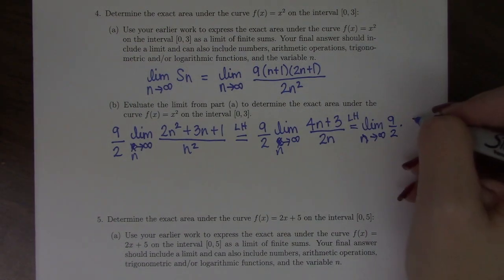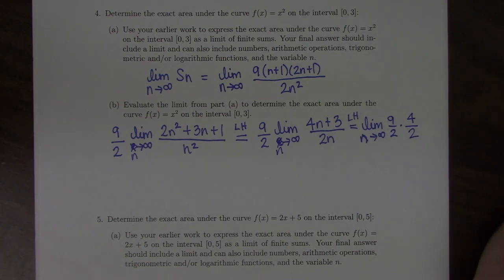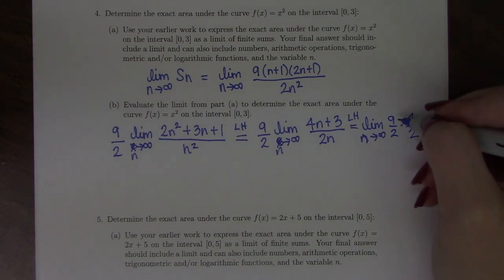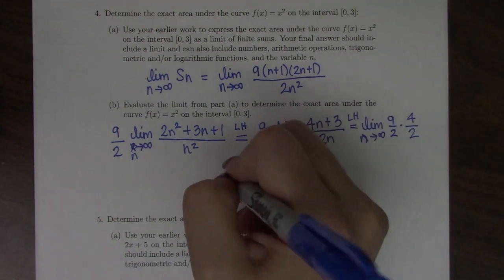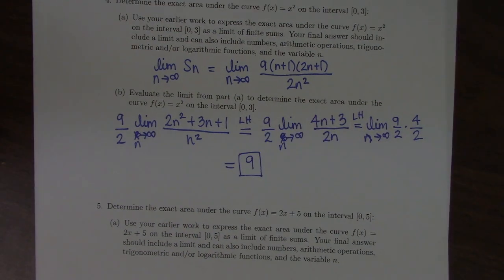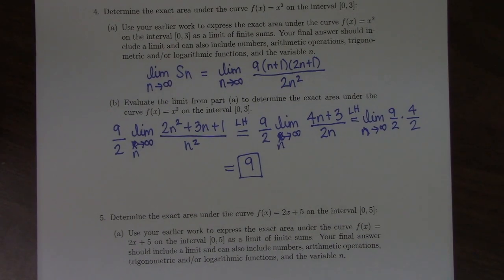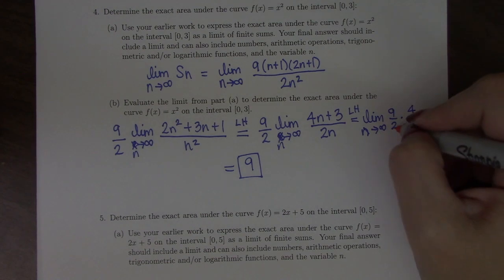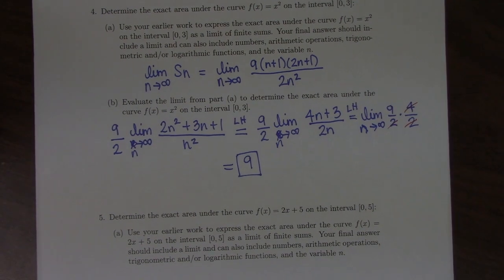And now when I take the derivative, I get 4 over 2. So now I have 9/2 times 2, which is just 9. And the other way you can think about it is 2 times 2 is 4, and that actually cancels the 4.